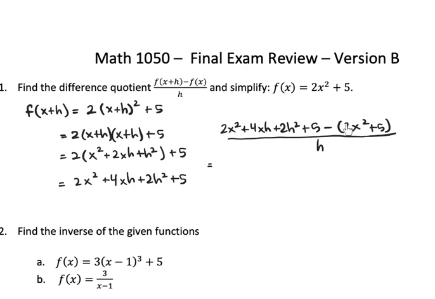So the 2x squared minus 2x squared cancel, plus 5, that's a negative 5, those cancel, so you only have these two terms remaining: 4xh plus 2h squared. Both terms have at least one h in common, so you could factor an h out of both of these terms, which would cancel out with that h in the denominator, so you would have 4x plus 2h left over as a difference quotient.